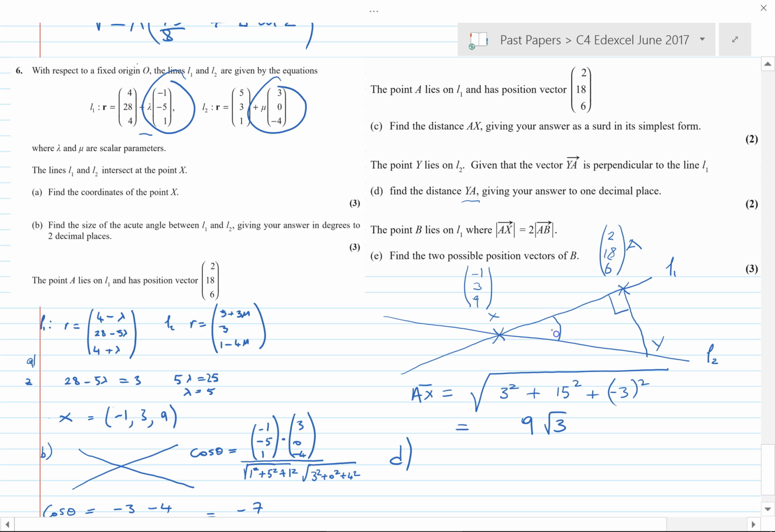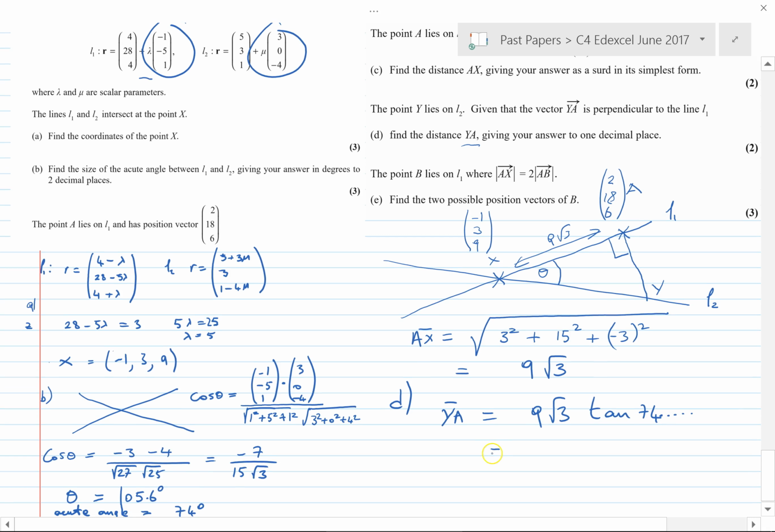Okay. So remember, we've worked that angle out already, theta. We know this length here because it's 9 root 3. So we can just use simple SOHCAHTOA trig to work out YA. Because it's opposite over adjacent, it's opposite times. So that's going to be 9 root 3 times the tangent of theta, which is 74 point blah blah blah. That's why I stored the number on the calculator, so I haven't got any rounding errors.